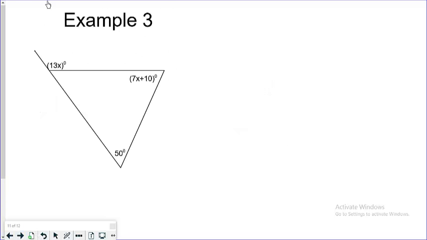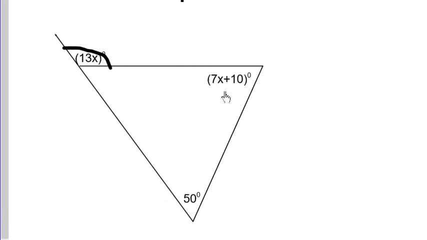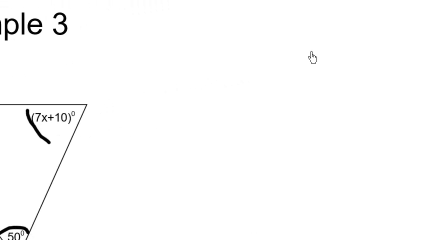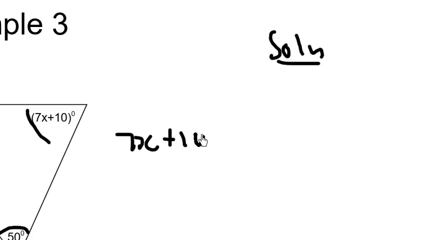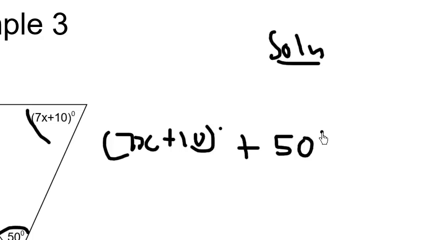Now, let's try the final example, which is our example 3. Just write down the relationship. This is the exterior angle that is opposite to the two interior angles. Now, you know that, going down the theorem, we know that 7x plus 10 degrees, this angle plus this angle plus 50 degrees is equal to 13x.